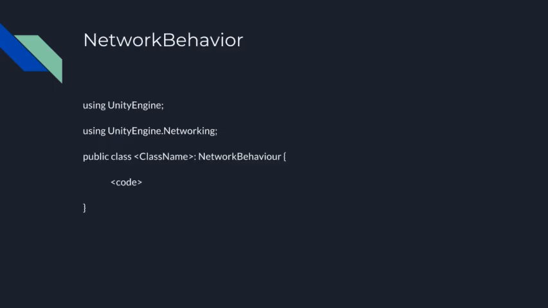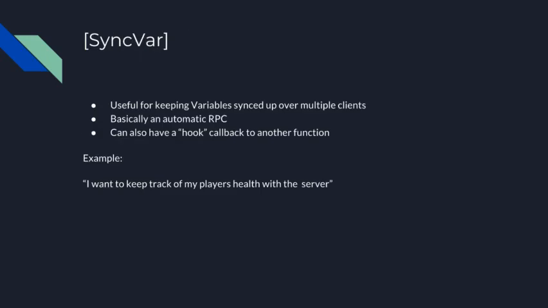So yeah, kind of what it looks like here, using those two things. A sync variable, you can simply put it above an instance variable, and it will do most of the work for you in keeping the variable synced over multiple clients. We'll get into what an RPC is, but it's basically that, but automatic. And it can also have a callback, if you're familiar with that at all. So after the variable changes, it'll run another function if you specify it. So you can customize it that way a little bit.